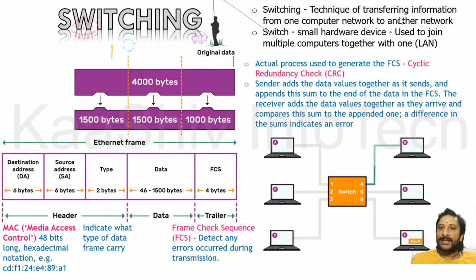Switching is the technique to transfer the data, and a switch is the device to transfer it. Here the switch works with the Ethernet frame. This is your Ethernet frame. It has 4 bytes called the frame check sequence. This is to detect any errors that occurred during the transmission. Then there is the actual data which you are sending.